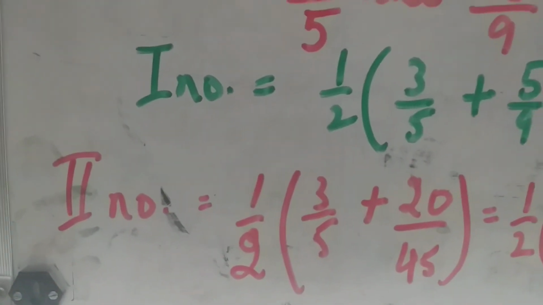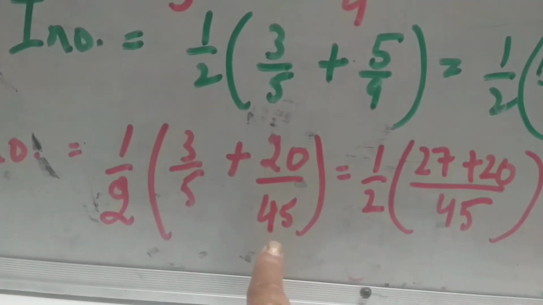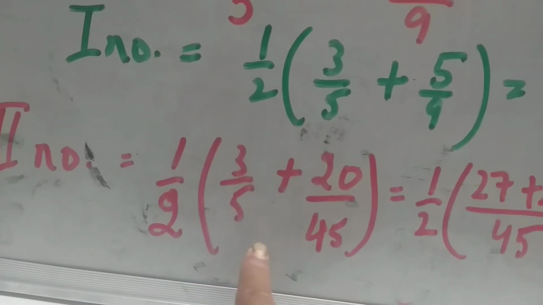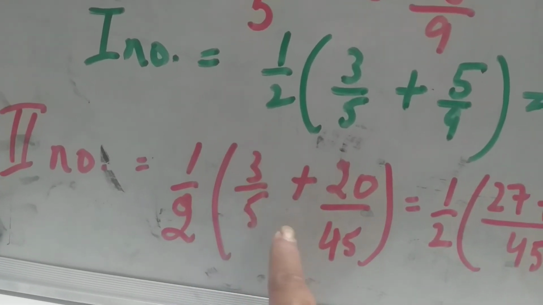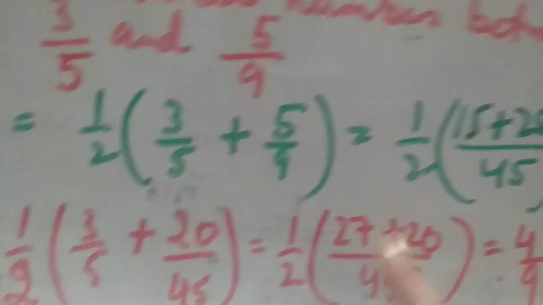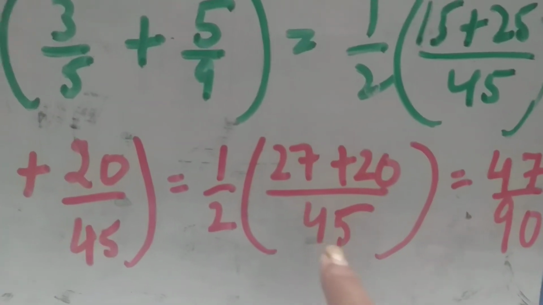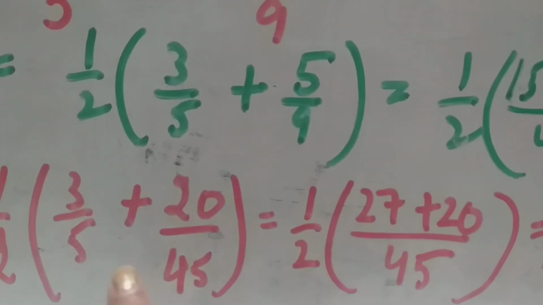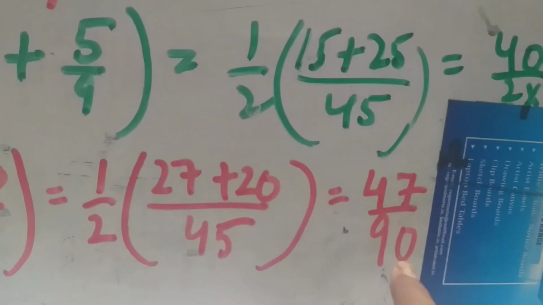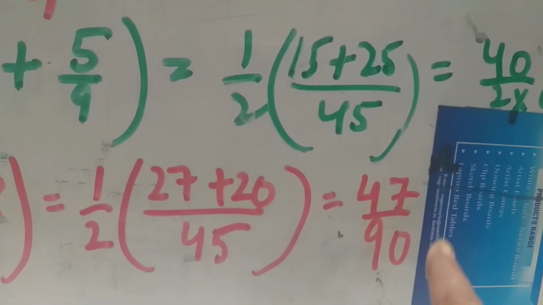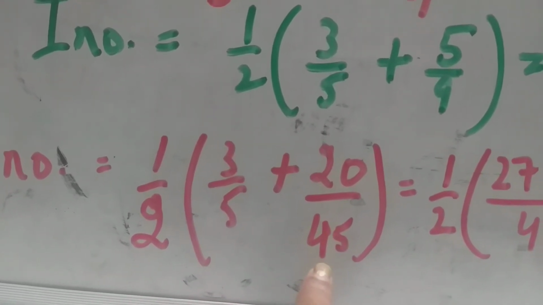So next I am going to find the number between 3 upon 5 and 20 upon 45. I'll again add them up and divide it by 2, or you can say multiplying by half the sum of the two given numbers. This is also same as the average of the two numbers. When I did this, I got 1 upon 2. I took the LCM as 45 and divided this by 5. I got 9. 9 is 27 plus 20. So I got 47 upon 90. So 47 upon 90 is the midpoint of 3 upon 5 and 20 upon 45.